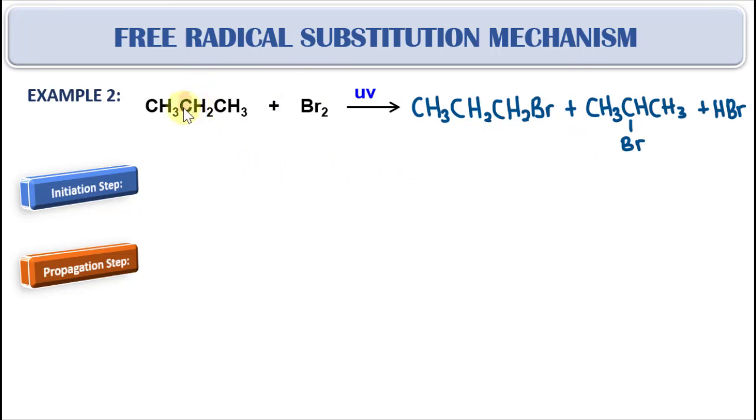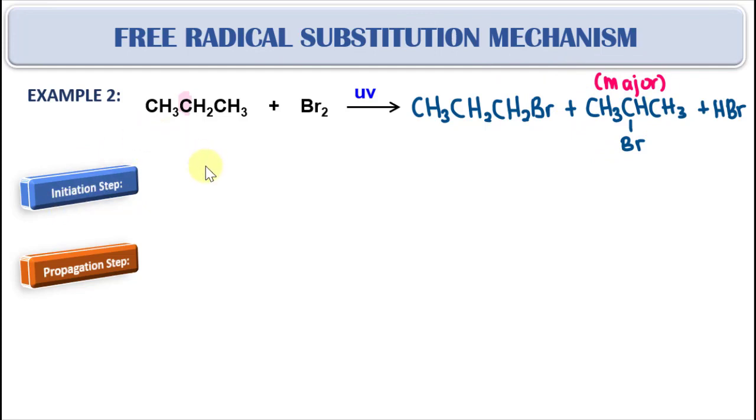So since the secondary carbon is more stable than primary carbon, and since we know it is easier to break the carbon-hydrogen bond from the secondary carbon because the bonding is much weaker than in primary carbon, the 2-bromopropane is our major product. So in this example, I'm just going to show the mechanism of the formation of the major product.